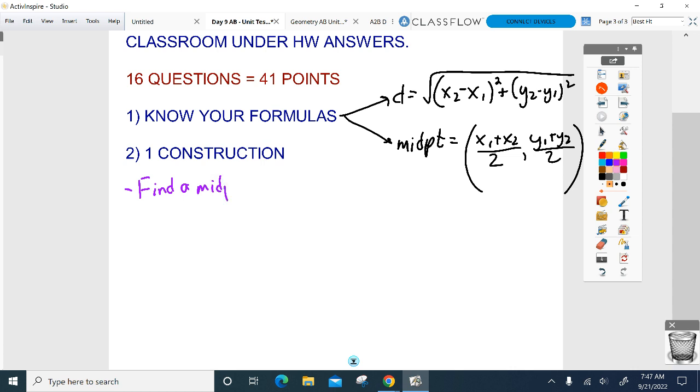Find a midpoint. Perpendicular bisector, the fish, yep. Make a line double inside. I'm not going to do that. So don't waste your time studying that. I'm not going to ask you to copy a segment.